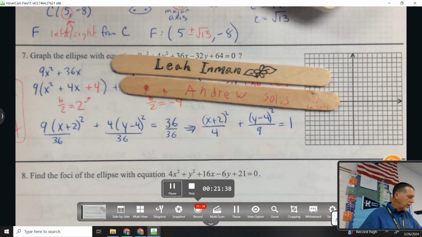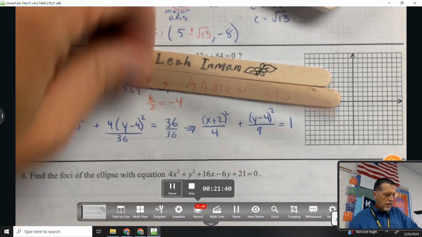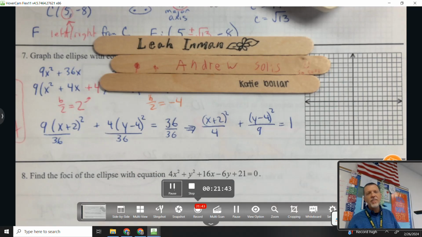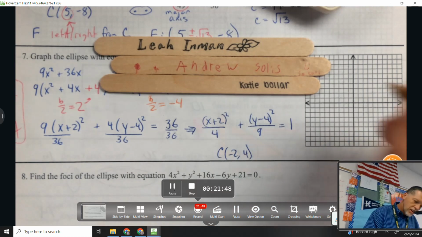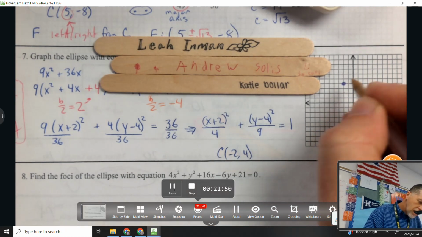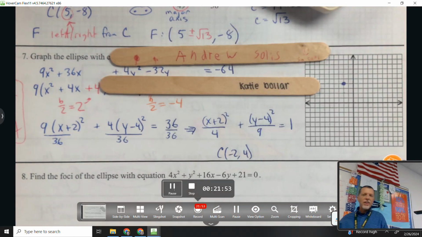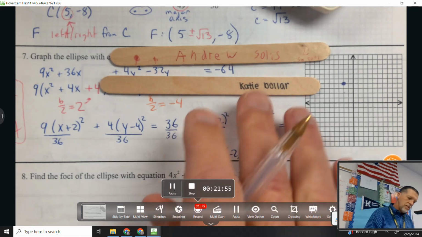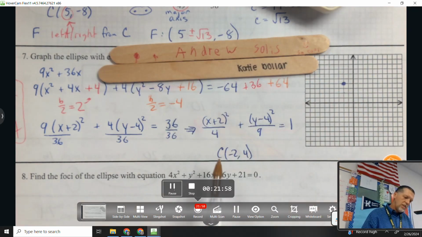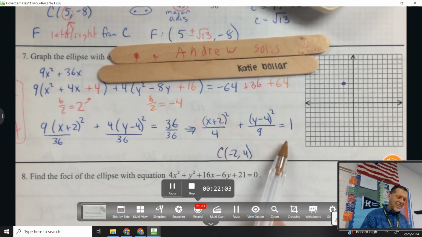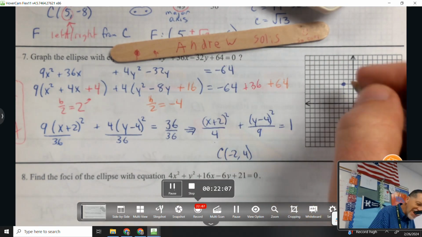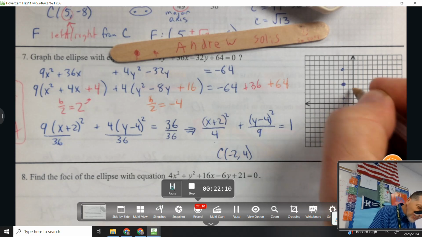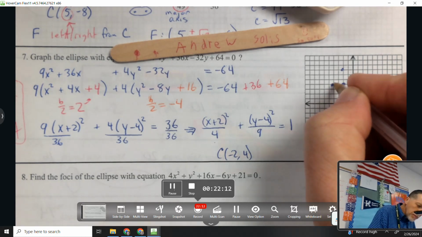Let me get through everybody today. Don't do that often. So Leah, where's the center of that ellipse going to be? Negative 2, 4. Andrew, how many left and right should I go? You should go 3 rights and 2 left. Wait, say that again? You should go 3 up and down and 2 left and right. Okay, you took Katie's answer, but that's okay. Oh, I should go 3 up and down and 2 left and right. You were correct.